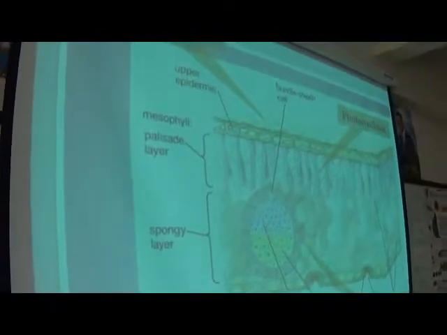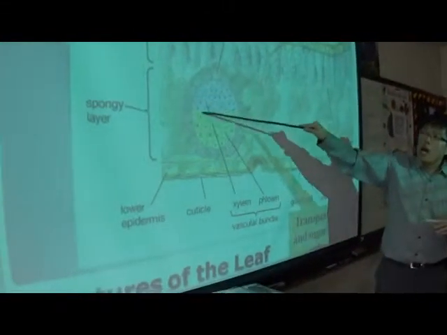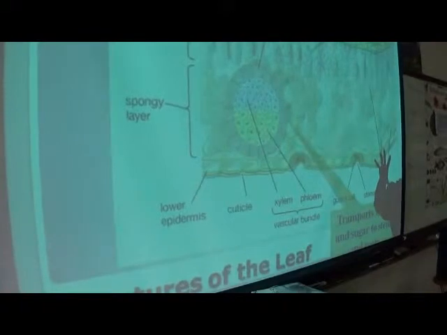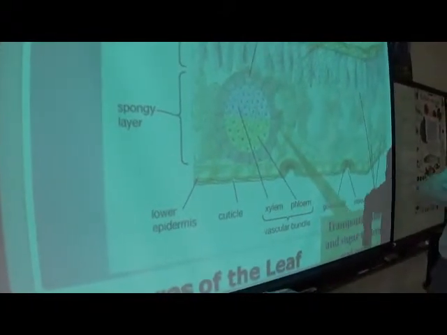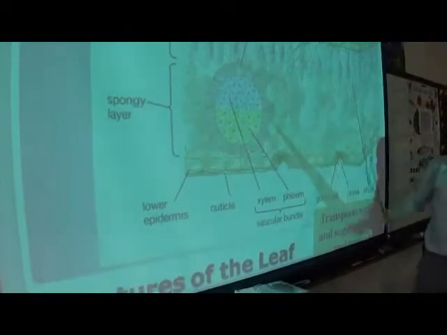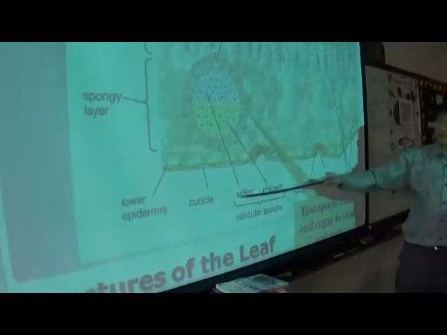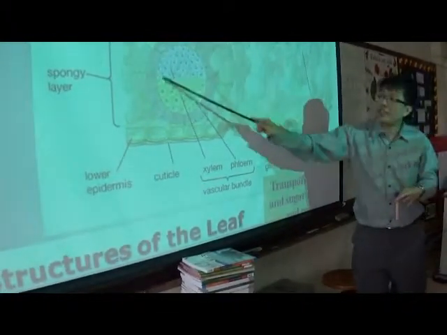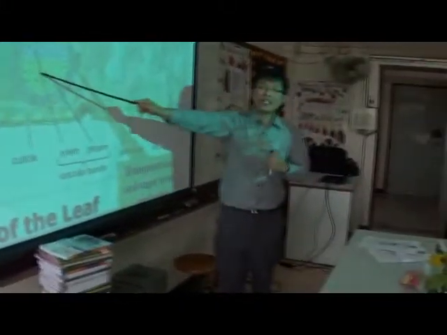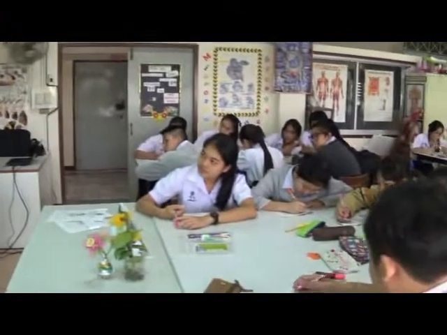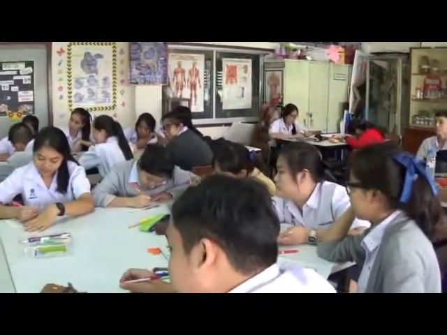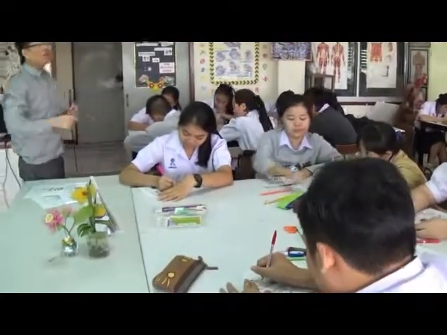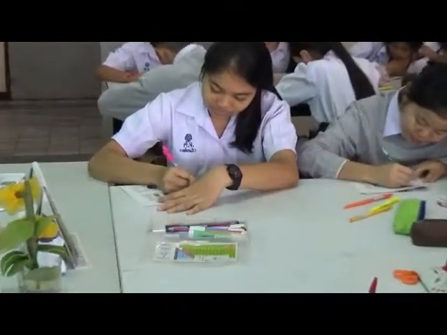You can see this, transport. The large vessel is called xylem. The small vessel is called phloem. Okay, you can write in your sheet. The large vessel called xylem. The small vessel called phloem. The large vessel absorbs more water, and the small vessel transports the food. Okay? To transport the food.